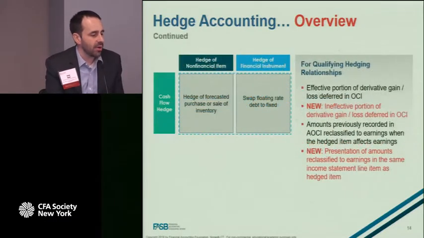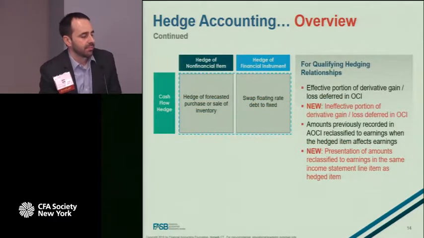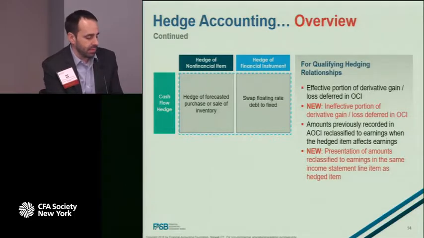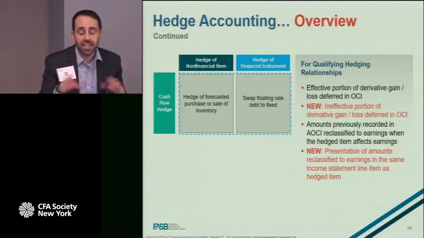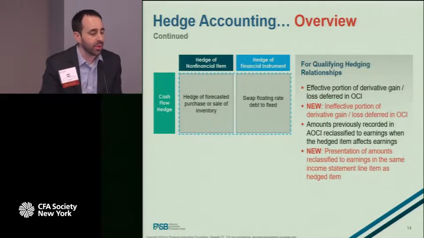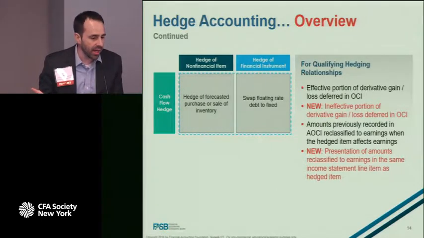Now under a cash flow hedge, under the hedging guidance today, the effective portion of the derivative gain or loss is deferred in OCI, but the ineffective portion is taken through current period earnings. Under the new hedging guidance, both the effective portion and the ineffective portion of the derivative gain or loss are deferred in OCI. Then it's reclassed into earnings in the period when the hedged item actually affects earnings.